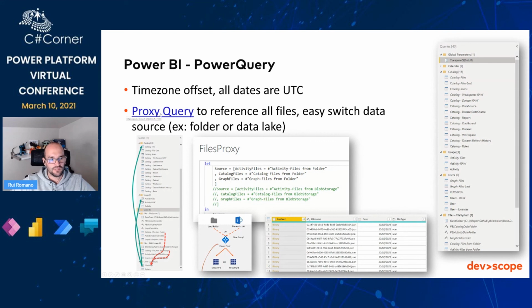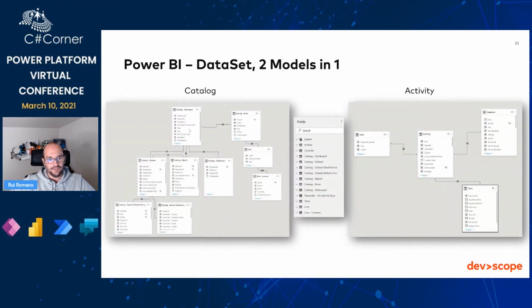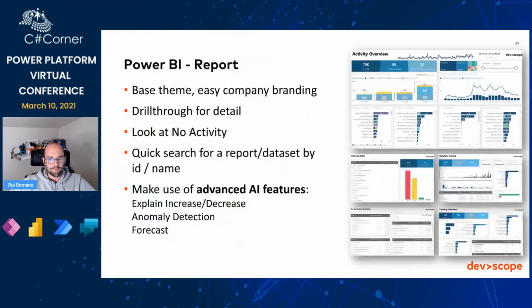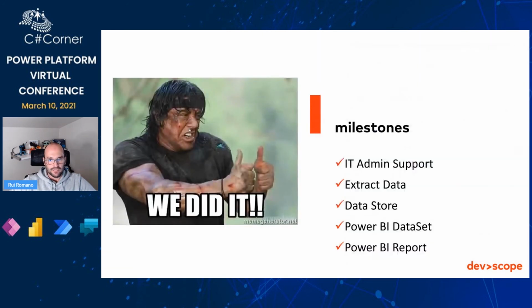I have a video, there is a link here, where I explain this technique. The Power BI dataset is very simplistic. I have two datasets in one. One focuses on data catalog and another focuses on the activity. And then the report is what I showed you. I won't go into too much detail on it. I already explained to you all the pages and what you can do with them.